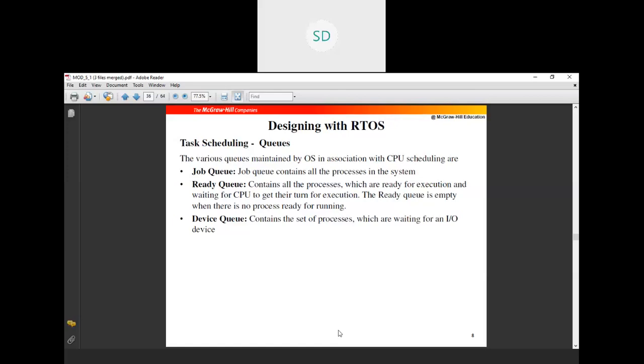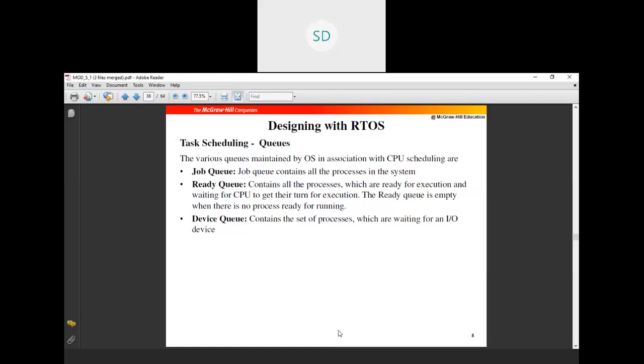Ready queue in the sense it contains all the processes which are ready for execution and waiting for the CPU. Okay, it has all the resources, all the other requirements are there, and it is in the ready queue. Only thing is it is waiting for the CPU to get its turn for execution. So that is known as ready queue.